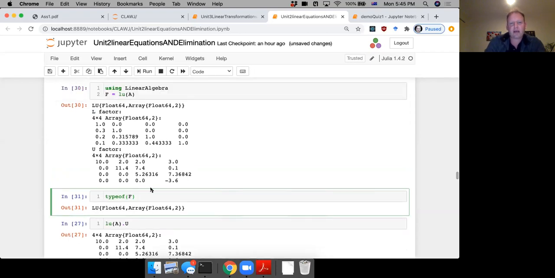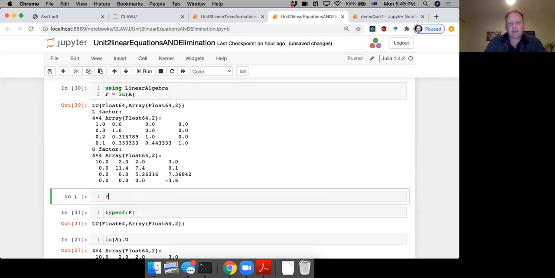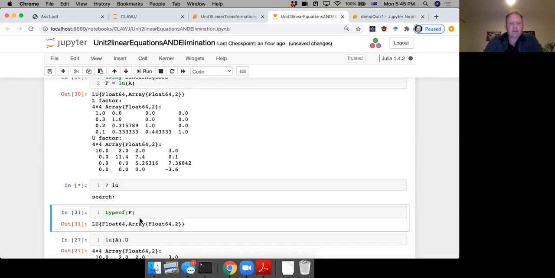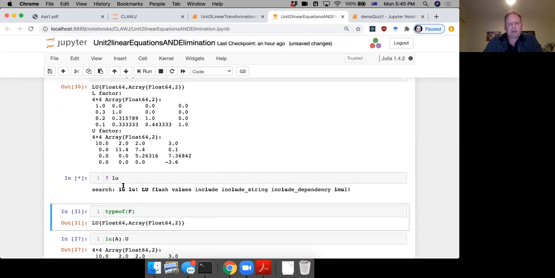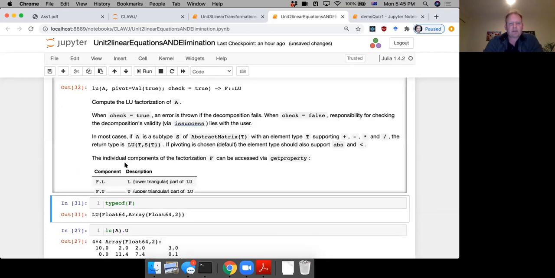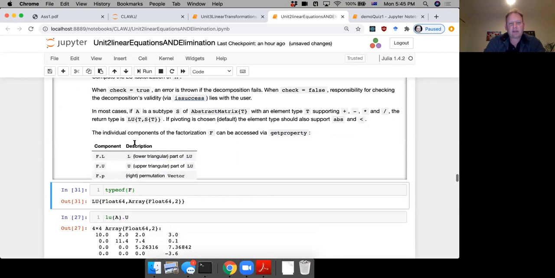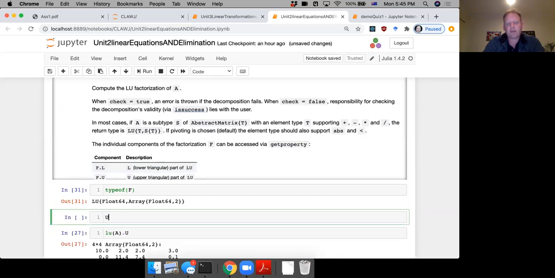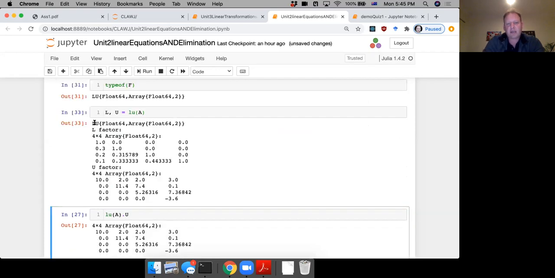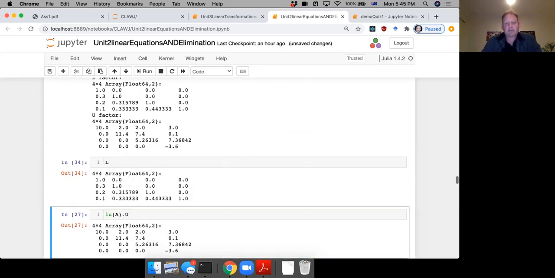You can do question mark LU and see the help for LU. It tells you a whole bunch of things. Now we could have also done L comma U equals LU of the matrix A, and that returns the LU, but L is already a matrix. So let's look at the matrix L. Here's a matrix L.